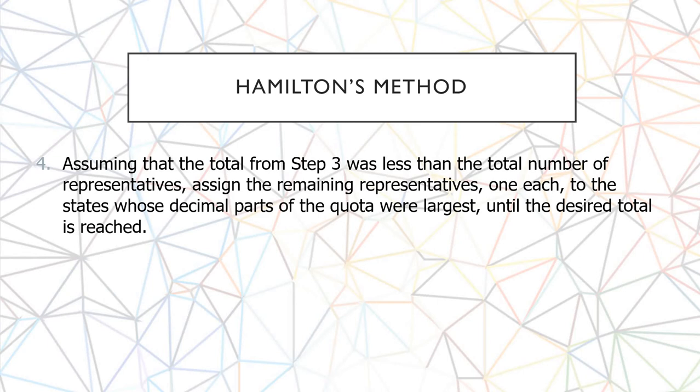Assuming that the total from step 3 was less than the total number of representatives, assign the remaining representatives, one each, to the states whose decimal parts of the quota were the largest, until the desired total is reached. That is why you have to take note of the decimal part of each, so that you will know which state you need to add a representative to.